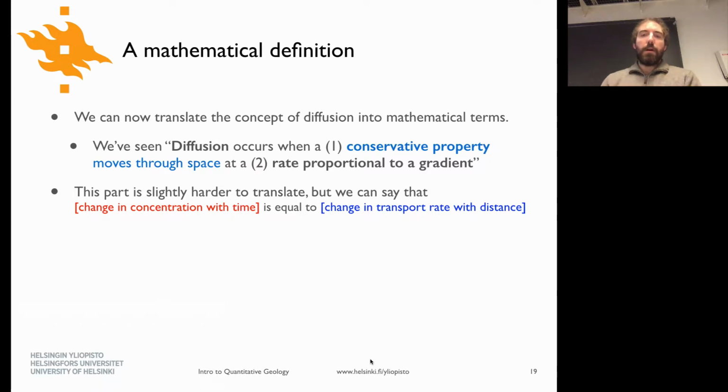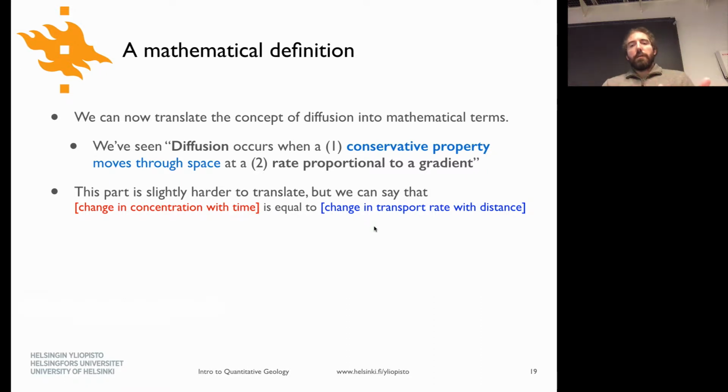Okay, so we've dealt with the first part here about this rate proportional to the gradient. The second part, this conservative property moving through space thing, is a little bit less obvious to understand, but we can still, I think, do it and do reasonably well. Here, what we have to say is that this change in concentration with time is what we're going to call our conservative property. So if we're conserving mass, the change in mass with time is equal to the change in transport rate with distance. So this has something to do with this concentration gradient and the fact that it may change as you move from one place to another.